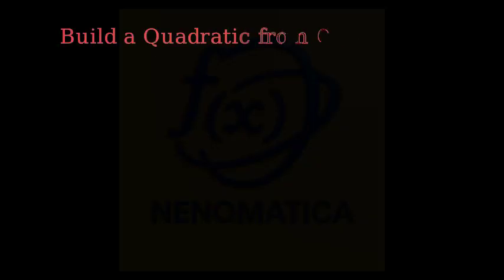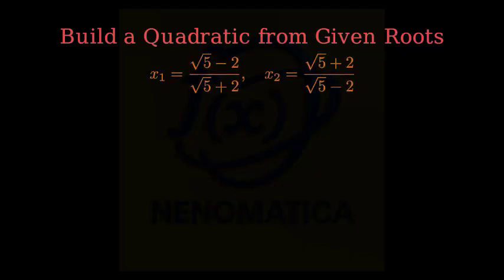In this lesson, we will build a quadratic equation from its two given roots. The roots are x sub 1 equals the square root of 5 minus 2 divided by the square root of 5 plus 2, and x sub 2 equals the square root of 5 plus 2 divided by the square root of 5 minus 2. Our plan is simple.